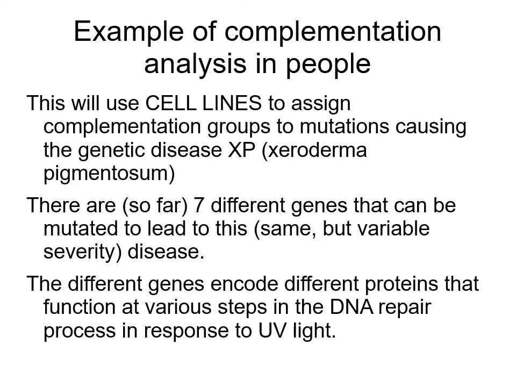But the whole idea is in this process, which is nucleotide excision repair, there are at least 7 different genes that are necessary for that process, and a deficiency in any one of them will give, if not exactly the same, very similar phenotypes. So these genes encode proteins that function at various steps in this form of DNA repair in response to UV light.